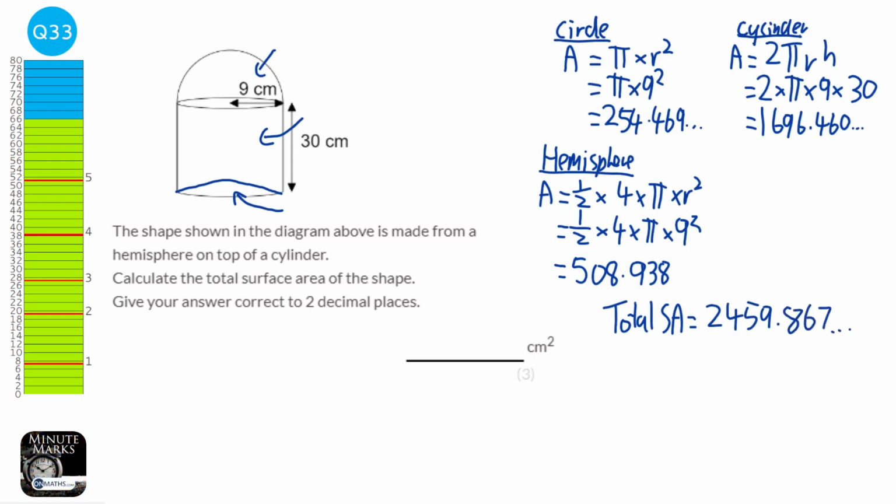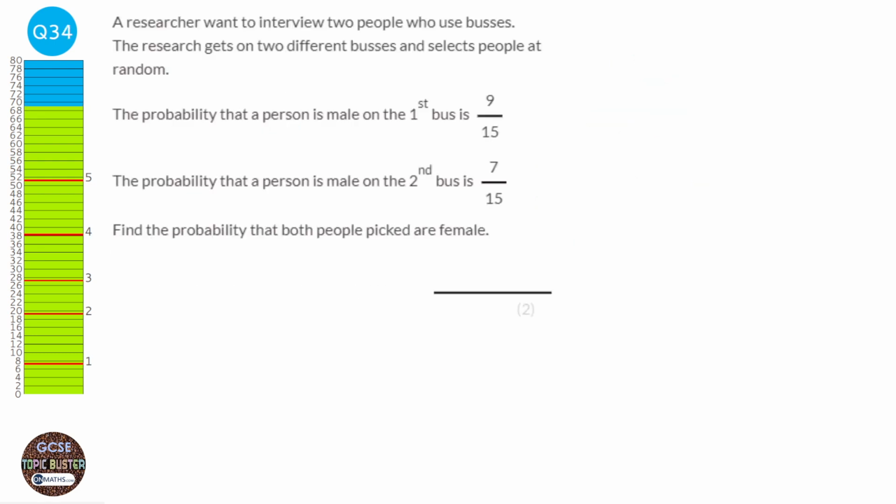2459.867 and so on. Do make sure you show the examiner that you're adding these three here. I've not done that because it would waste a bit of time for a video, but make sure you write it down. It says it wants it to 2 decimal places, so that will be 2459.87 centimeters squared.